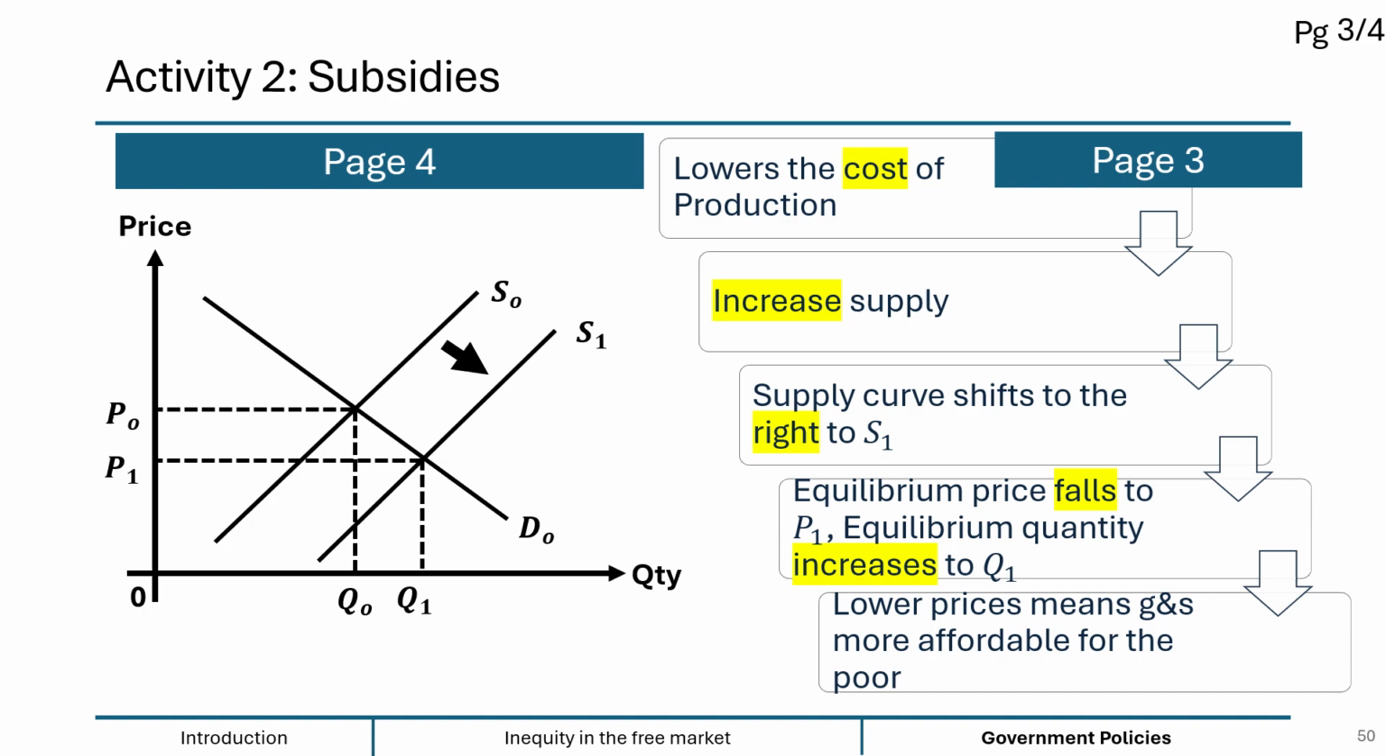I repeat one more time, the graph is on page 4, but the explanation is on page 3. So you need to toggle between page 4 and page 3 to jot this down. Oh yeah, you can take a photo and go home and copy also can.